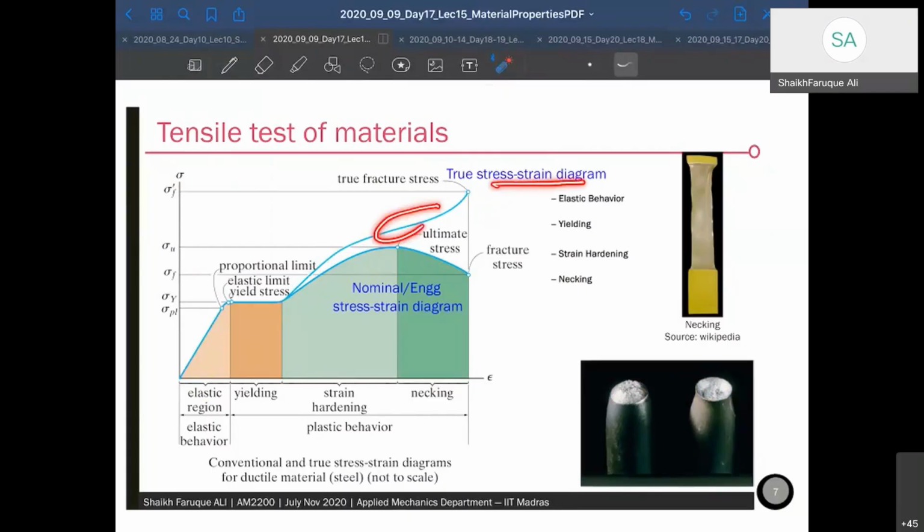All those details you will get in the book if you read this. True stress strain curve, and this is called the engineering stress strain curve. Okay. This diagram is very important for you to understand and very important for you to draw whenever asked.